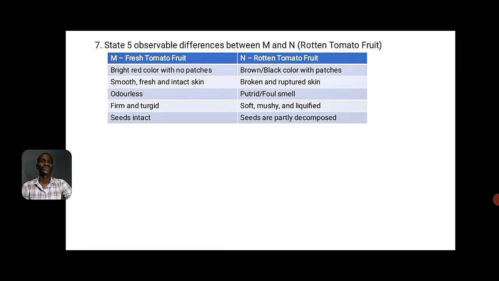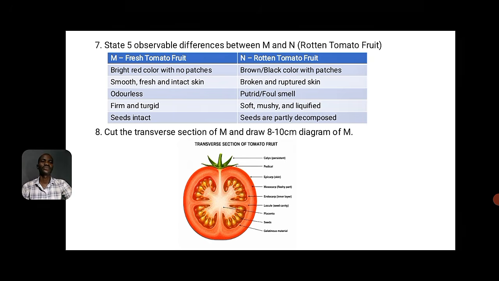Why? Because the glucose inside the tomato has been used up by the bacteria that are decomposing the rotten tomato. Number 8, cut the transverse section of M and draw between 8 and 10 centimeters. We already explained this. So here I wanted to talk about placentation of the tomato. The placentation we are looking at here is axile.